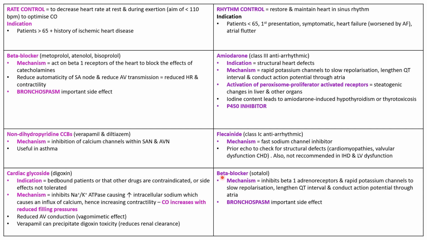And then lastly, we have sotalol, which is the little anomaly because it doesn't quite fit into that. It is technically a beta blocker, but it's a class 3 antiarrhythmic. It inhibits beta 1 adrenoreceptors, and remember the potassium channels. That's a similar mechanism to amiodarone to lengthen the QT and conduct the action potential through the atria. But it also has that bronchospasm side effect because of its beta blocker properties.